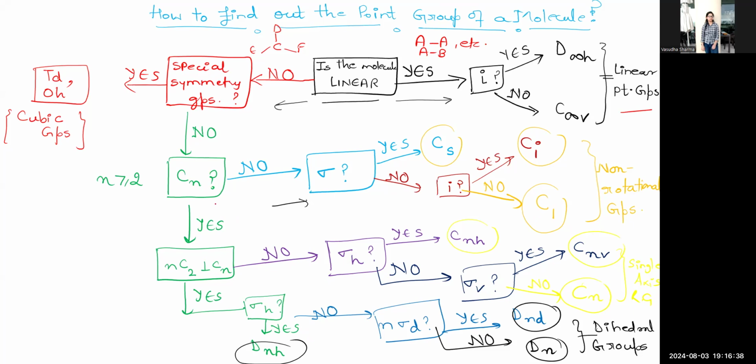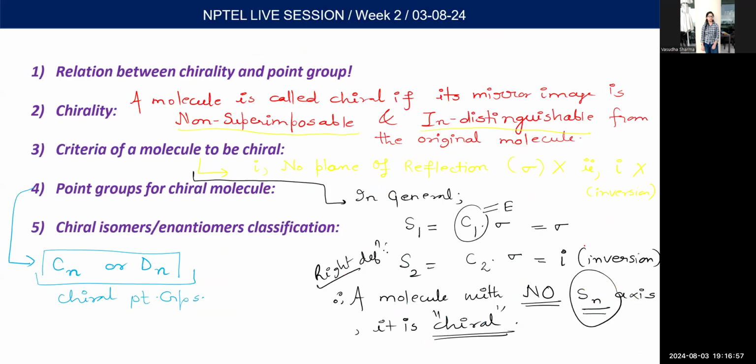At the same point, after Cn identification, if you don't find any perpendicular C2s, then you need to find out whether there is a horizontal plane or not. If yes, then it is Cnh. If not, then find out whether a vertical plane is there or not. If yes, then it is Cnv. If not, then it is Cn. So this way you can find the point group very easily in any molecule.